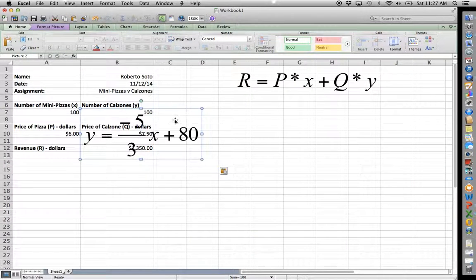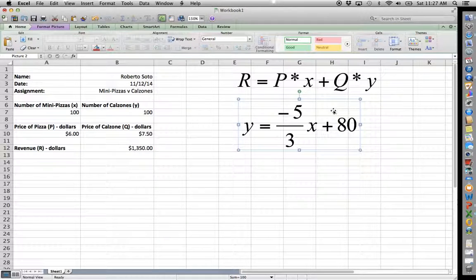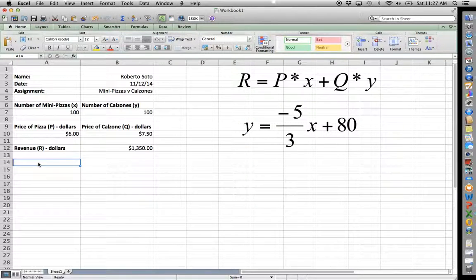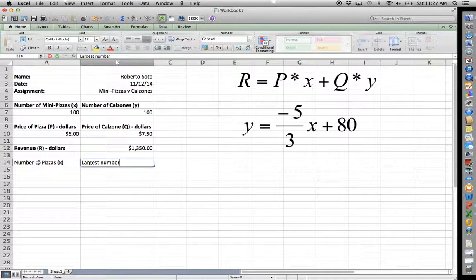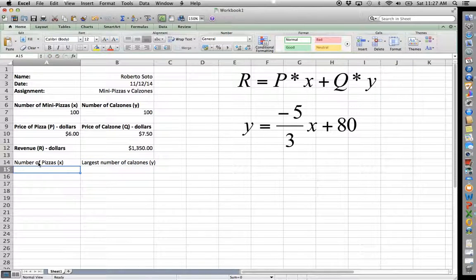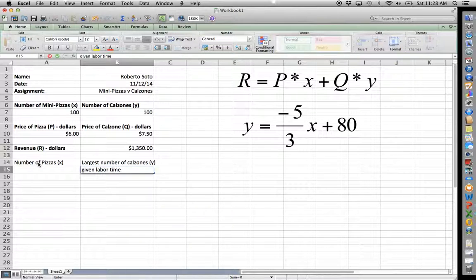So here was the last formula. Let me put this here. This is the next formula. We'd like to be able to make a table of values with this and maybe graph this. So let me make here on A14, if you can type number of pizzas. And this is X. And then here we're going to type the largest number of calzones, Y, second, given the labor time restrictions. And so I'll explain what this means in a minute.